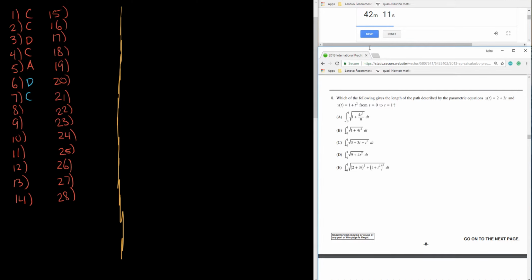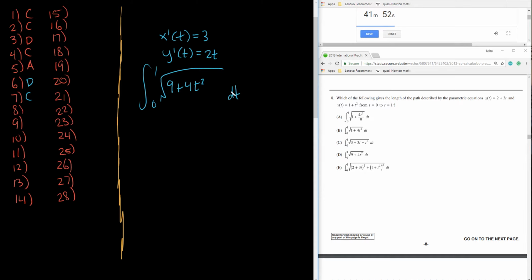Alright, yeah, so basically we need the square of the derivative. So the x derivative, x prime of t, equals 3, and the derivative of y of t equals 2t. So when we square those, we get 9 plus 4t squared. We're looking for the integral of this from 0 to 1 dt. So, alright, we've got all the integrals with dt. So 9 plus 4t squared, it looks like answer D is calling our name. Answer D. Yeah, none of the other ones make sense at all. Okay, answer D.